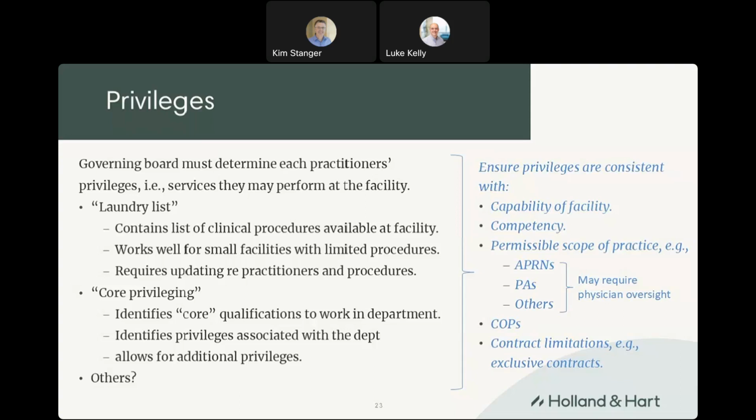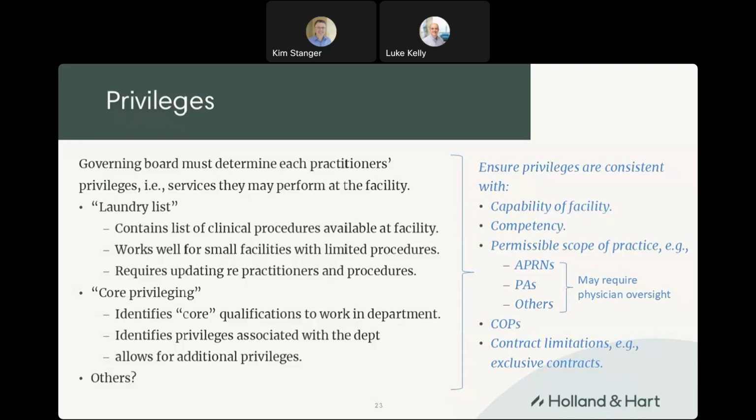Whatever method you use, ensure that when the board is granting these privileges, those privileges are consistent with the capability of the facility. You don't want to grant privileges if the facility can't satisfy or provide those services or support those services. Obviously ensure the competency of the person who's receiving those privileges. Make sure the privileges granted are within the permissible scope of their practice. For example, APPs may have to have physician oversight or physician supervision. You want to make sure that the privileges are consistent with any of those requirements.